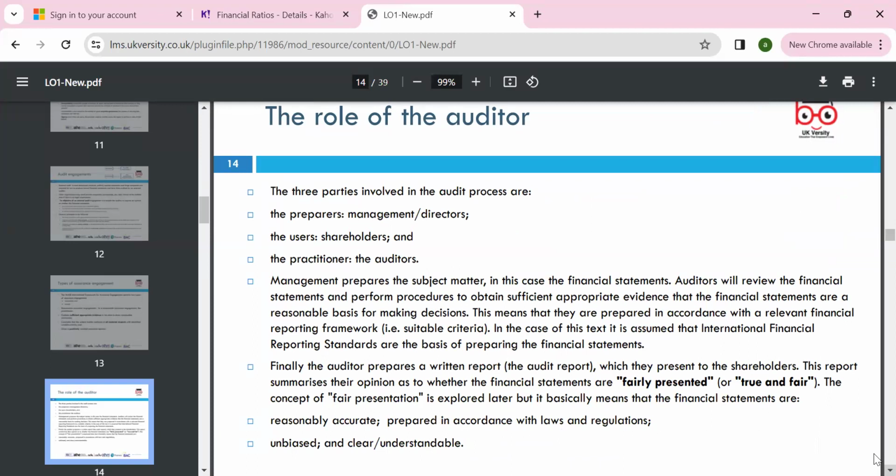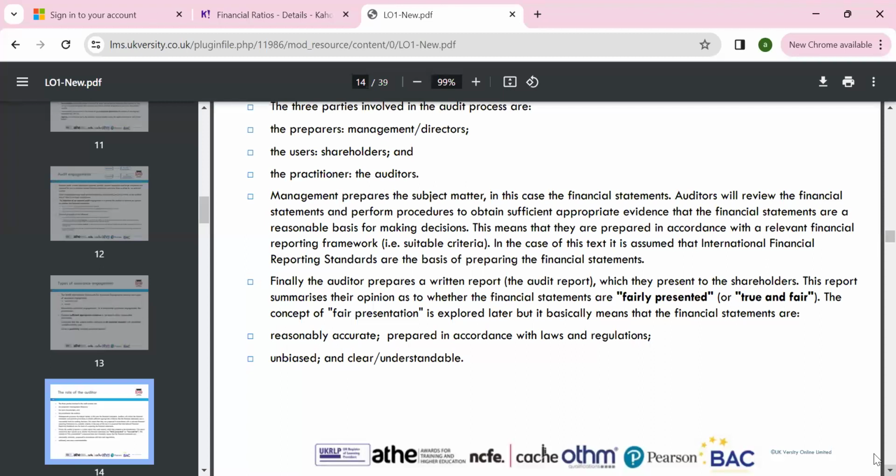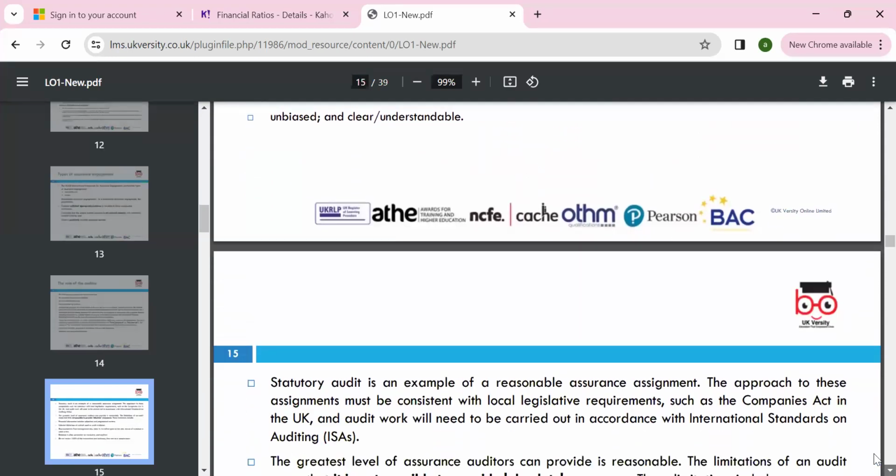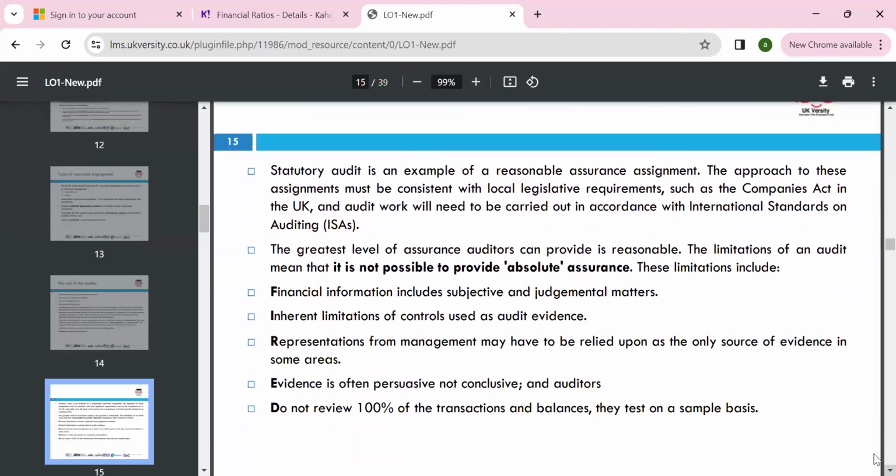The preparer is the management or directors, the user, and the auditor is the practitioner. The management prepares the subject matter, such as the financial statements. The auditor will review the financial statements and procedures and the materiality of the figures, and then draw their opinion based on the evidence, and finally the auditor prepares the written report. It can be fairly presented, true and fair, and the reasonable assurance is prepared in accordance with the laws, unbiased and clear. We never give positive assurance or absolute assurance.